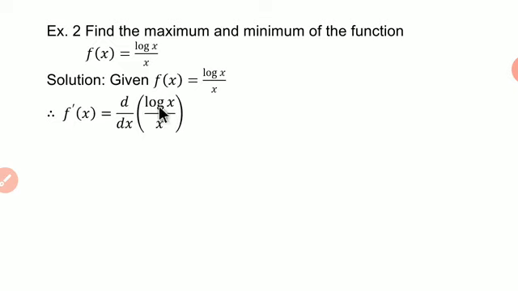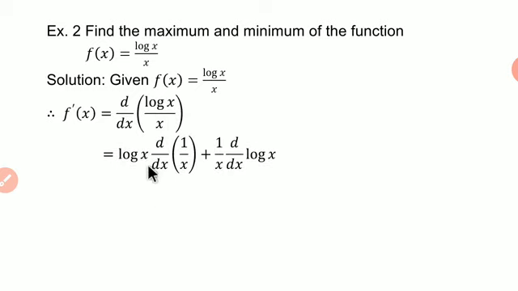Suppose here log x is one function and 1 upon x is another function. So we use here the u into v rule to differentiate. So log x into d by dx of 1 upon x plus 1 upon x into d by dx of log x. It is equal to log x multiplied by minus 1 upon x square plus 1 upon x into 1 upon x.